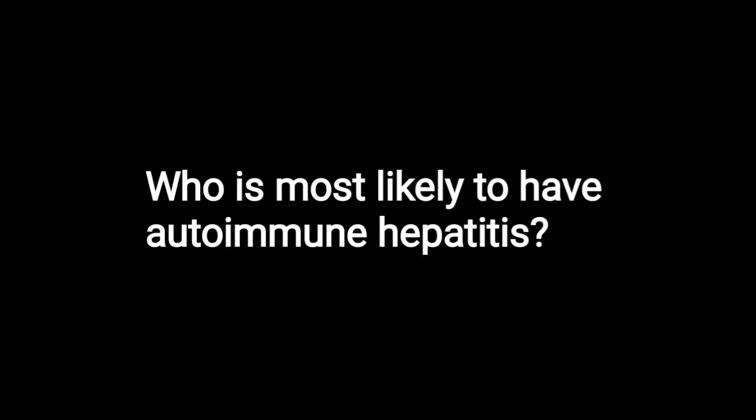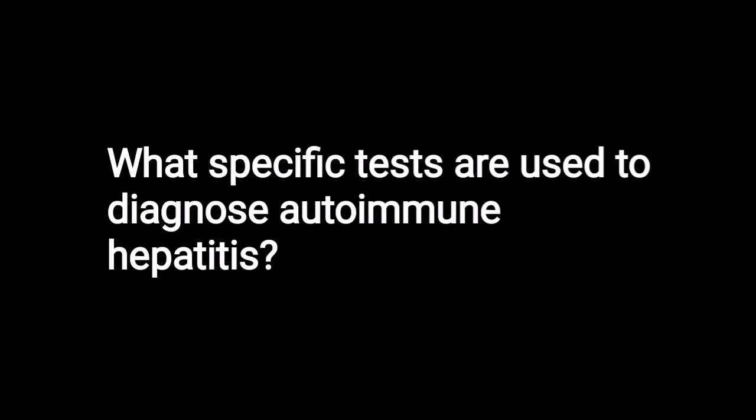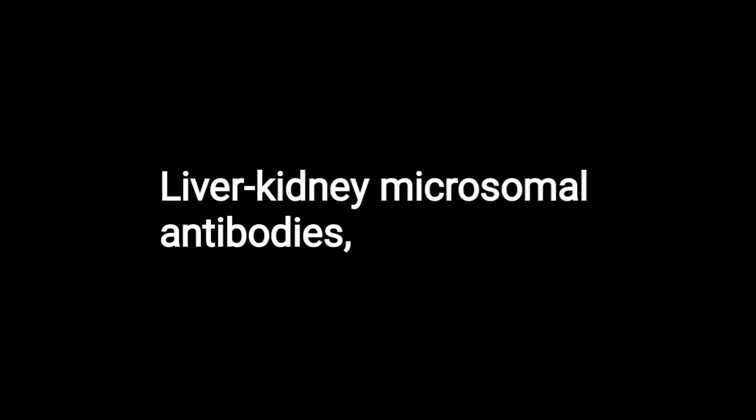476. Who is most likely to have autoimmune hepatitis? Young women characterized by liver inflammation and positive ANA. 477. What specific tests are used to diagnose autoimmune hepatitis? Liver-kidney microsomal antibodies, anti-smooth muscle antibodies, and high IgG.